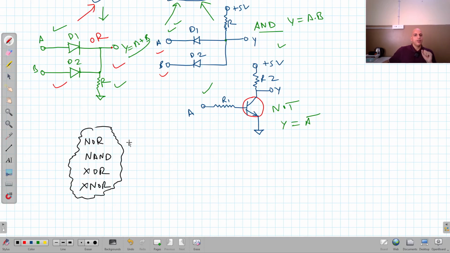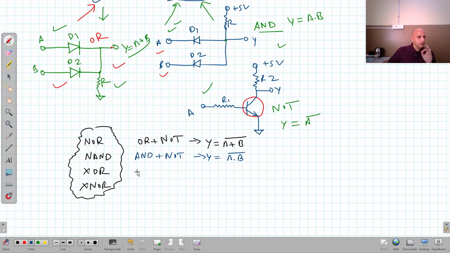For example, NOR gate. NOR means OR plus NOT, right? And you can write y is equal to (A plus B) NOT. This is the logic equation. Similarly, NAND means AND plus NOT, right? NAND will give you y is equal to (A and B) NOT.